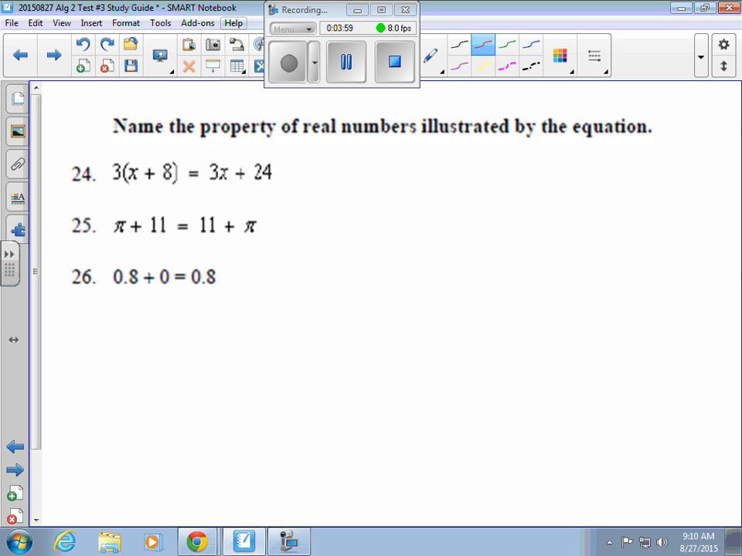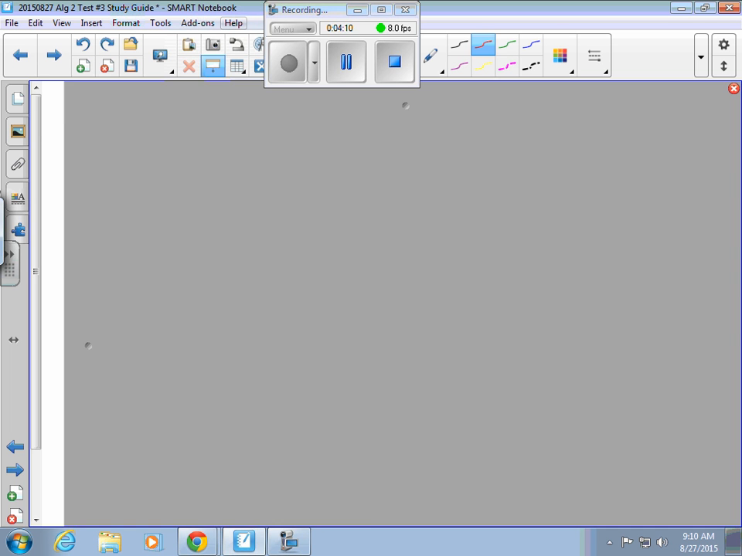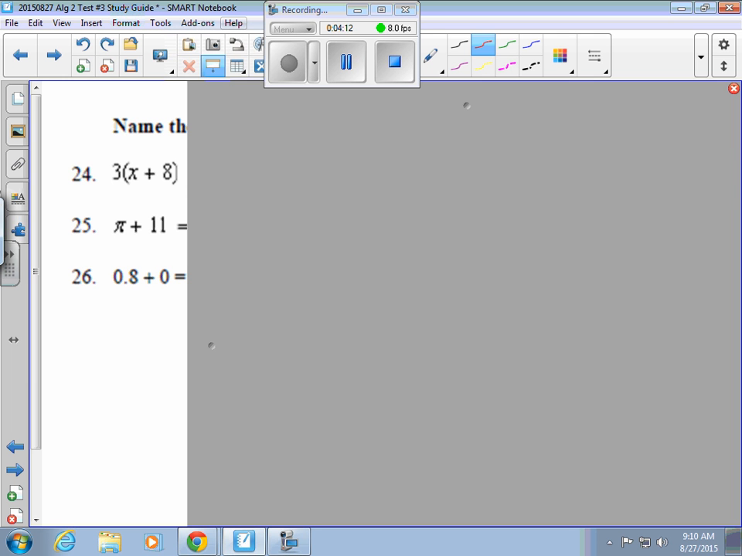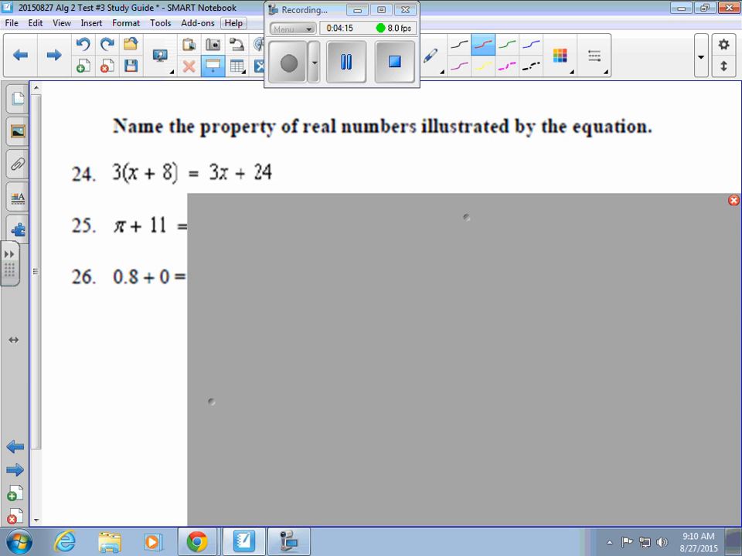Okay, here we go. 3 properties. The first one's probably the easiest one to look at and name what it is. That's the one you're most familiar with. What properties ask is, what does it look like before the equal sign, and then how does it change after the equal sign? So if you look at this, it says 3 times a set of parentheses with x plus 8 in it. After the equal sign, it tells you 3x, and it tells you positive 24. We use that all the time. You may forget the name of it, but that is the distributive property.